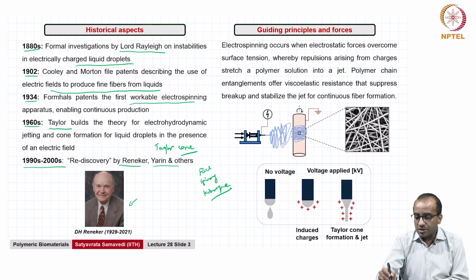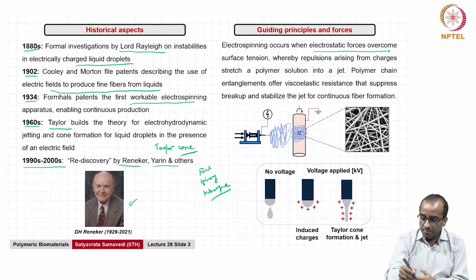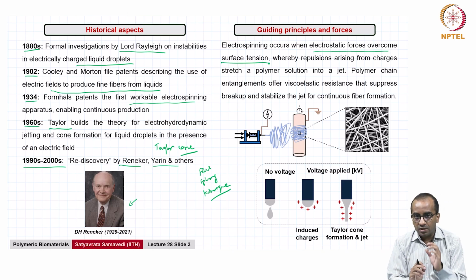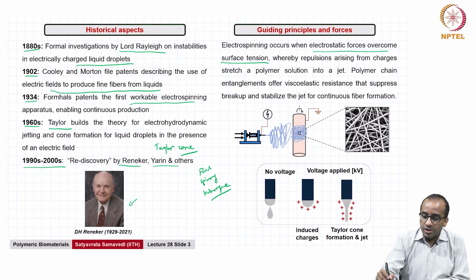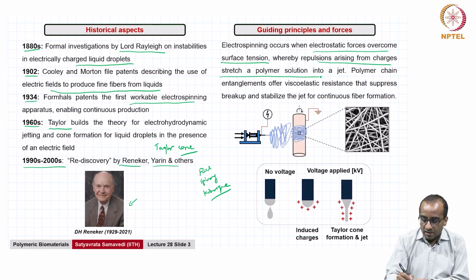So electrospinning occurs when electrostatic forces that are induced due to the applied electric field overcome the intrinsic surface tension of the polymer droplet, whereby repulsions arising from the charges stretch this polymer solution into a jet, right? And that cartoon is shown here.